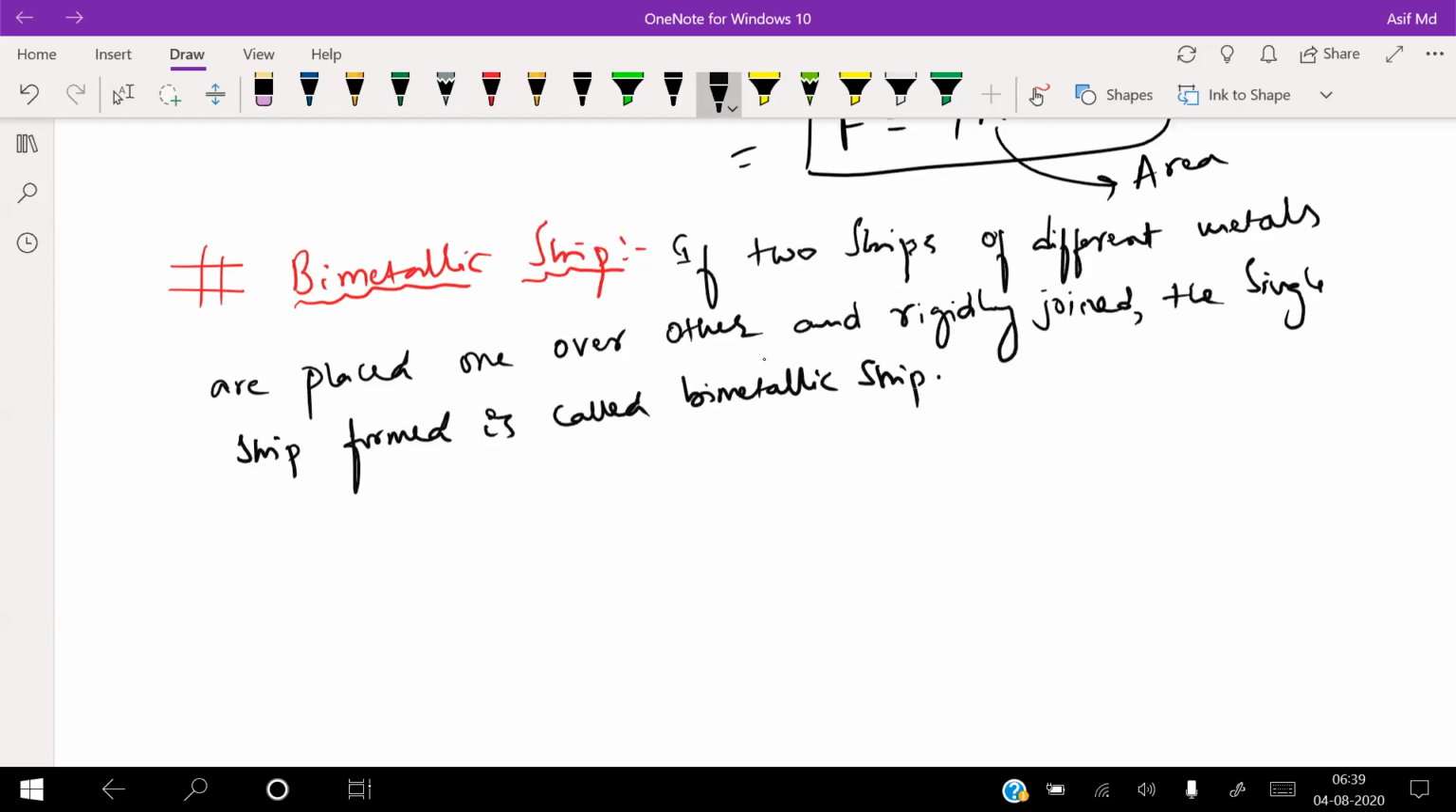These bimetallic strips are used in electronic instruments. You might have seen one in an automatic iron box for pressing clothes. It switches on and off automatically when it gets heated up. The reason for that is they use a bimetallic strip. Even in fire alarms, when a small amount of smoke comes, the alarm automatically switches on and the siren sounds. That too is made up of a bimetallic strip.